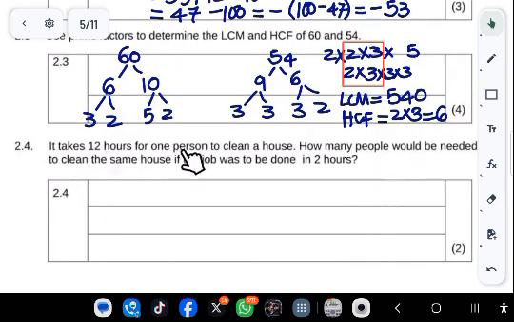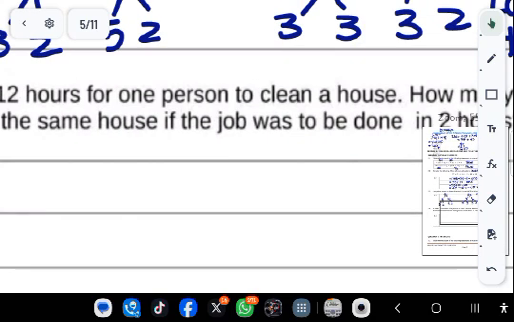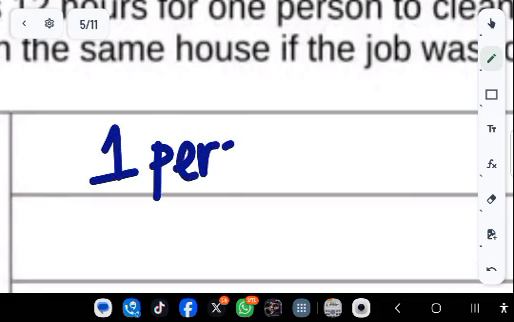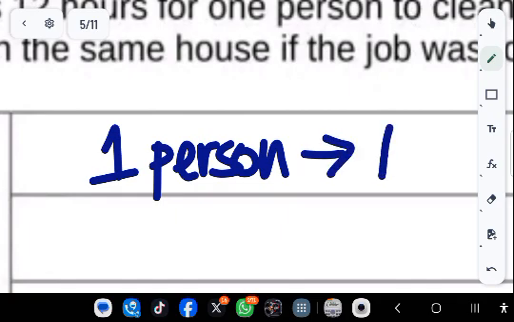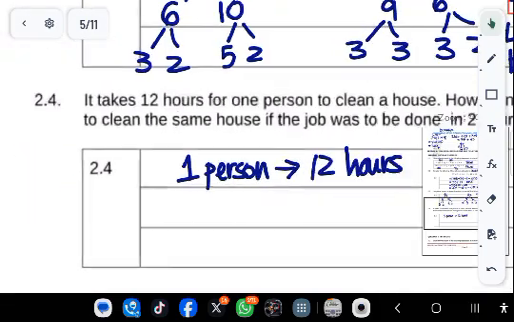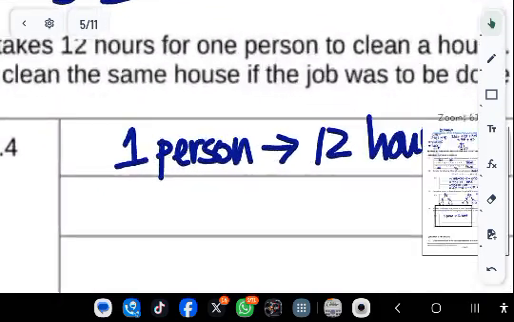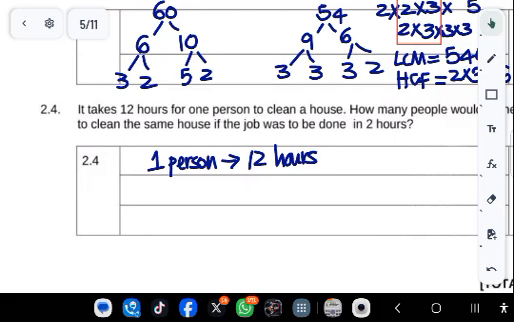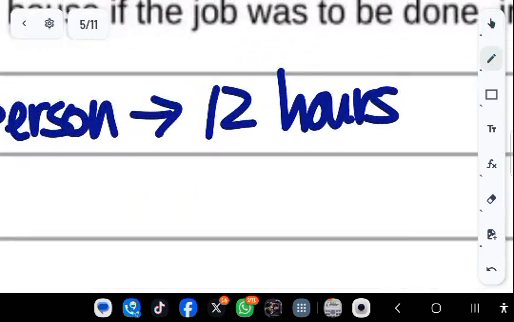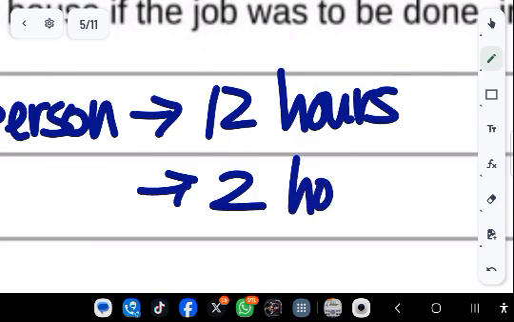2.4, it takes 12 hours for one person to clean a house. How many people will be needed to clean the same house if the job was to be done in 2 hours? So it takes 12 hours for one person. We want to know how many people it will take to clean the same house in 2 hours.